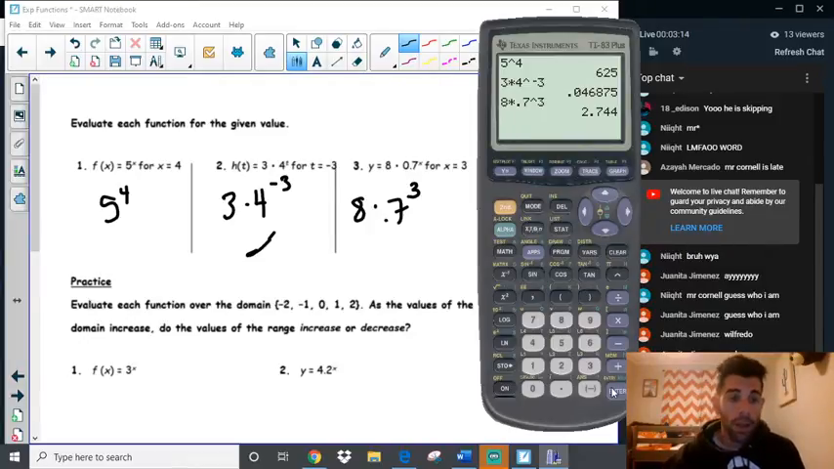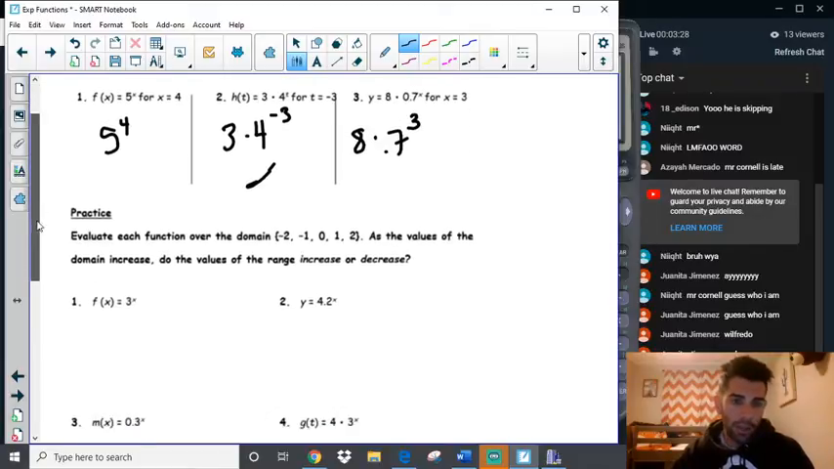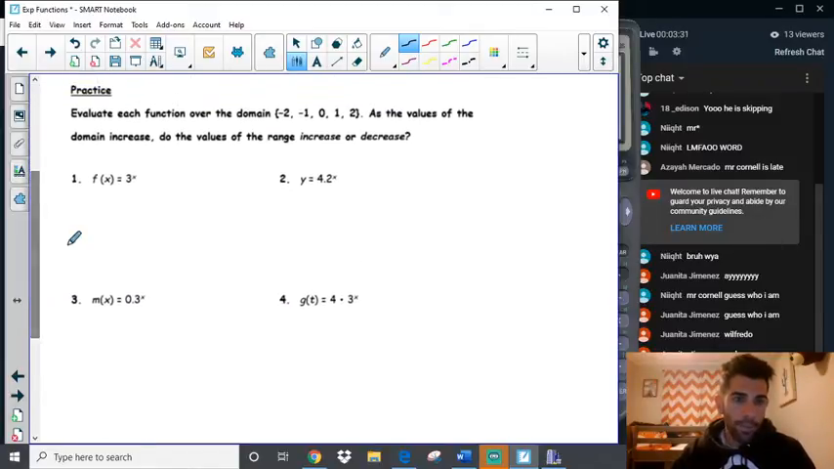Okay, so in practice question number 1 there, it says evaluate each function over the domain -2, -1, 0, 1, and 2. As the values of the domain increase, do the values of the range increase or decrease? Okay, so remember yesterday when we were going over it, we said if that first value of a is greater than 1, we know that it's going to be an increase, and we know that if it is a number between 0 and 1, we know it's going to be a decay.